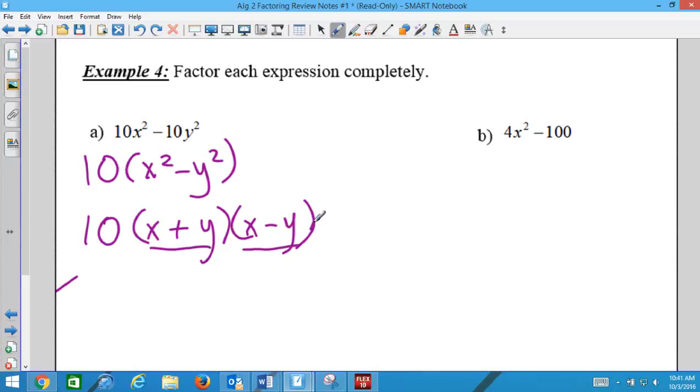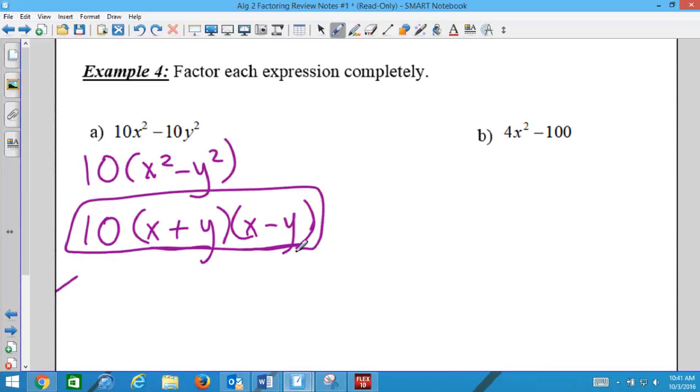X minus y. Is that subtraction? Yes. All right, are we subtracting perfect squares? No, they're not squared, so are these perfect squares? No. So then this is done. But sometimes it keeps going, and I'll show you an example that does.